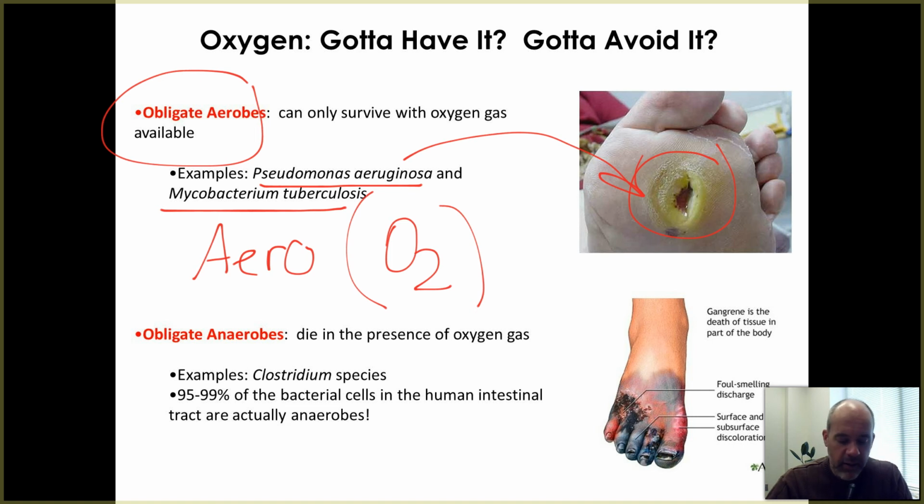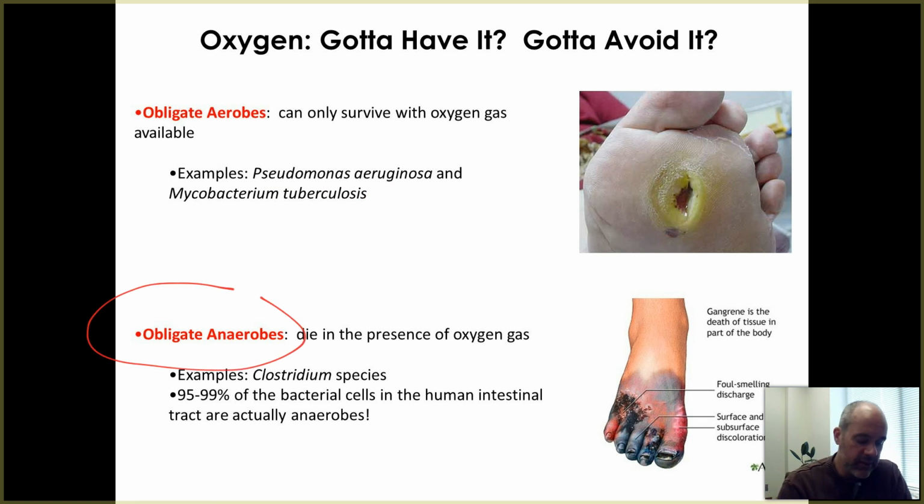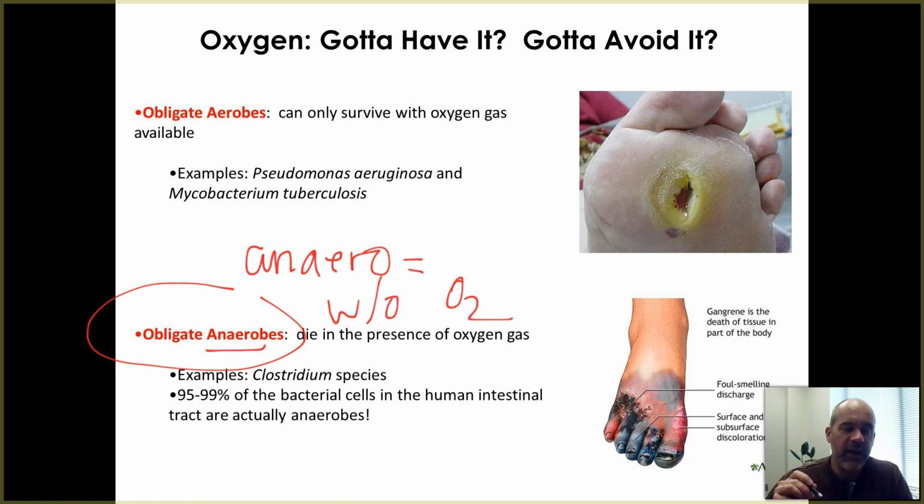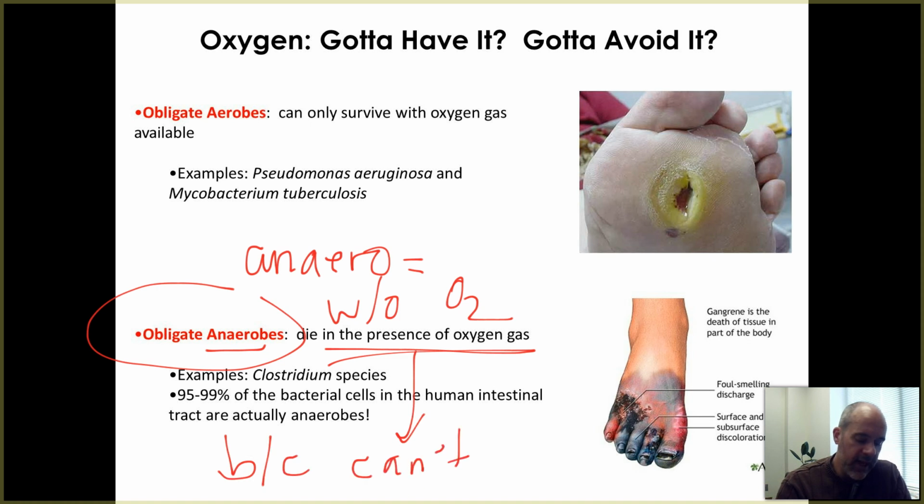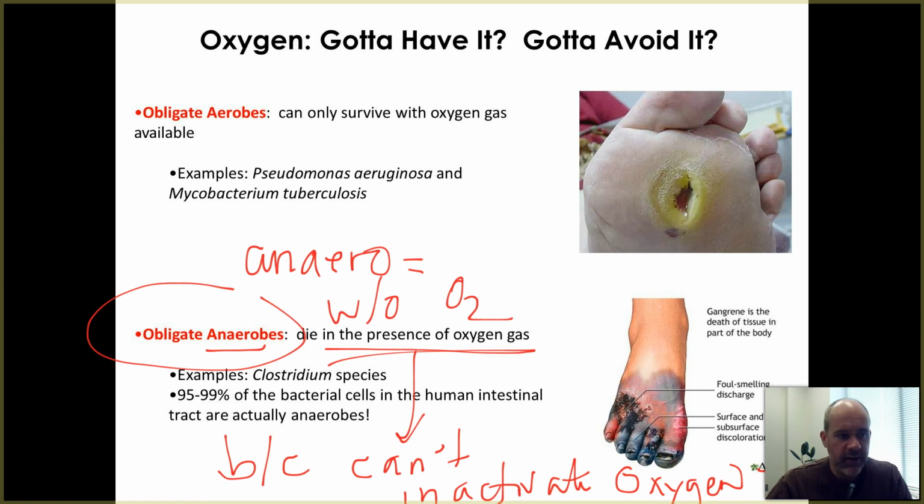On the flip side, there are microbes that are called obligate anaerobes. Anaerobe here means without O2. It's obligatory that they live without oxygen gas. So these are organisms that die in the presence of oxygen gas. Why do they die? Because they can't inactivate your oxygen free radicals. Those nasty oxygen-containing compounds, they can't inactivate those. So they actually get killed if they're in the presence of oxygen gas. All right, so believe it or not, there are quite a few obligate anaerobes that live in the human body.